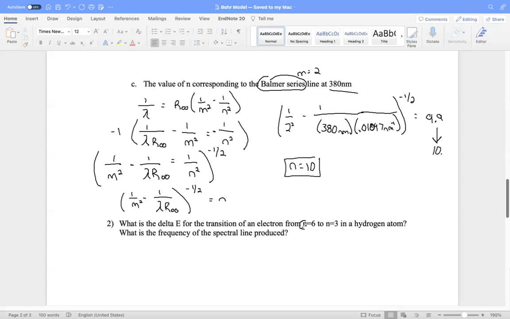So let's start with keeping track. We have n equals 6, n equals 3. We're solving for wavelength. We know our Rydberg constant, and so we can use the equation that we've already rearranged just to get lambda directly.